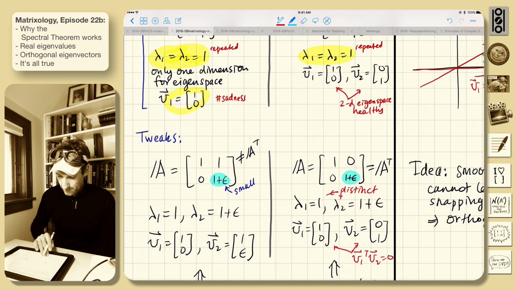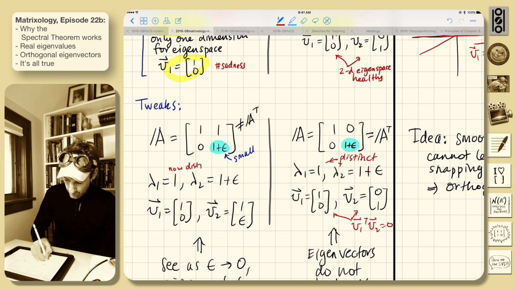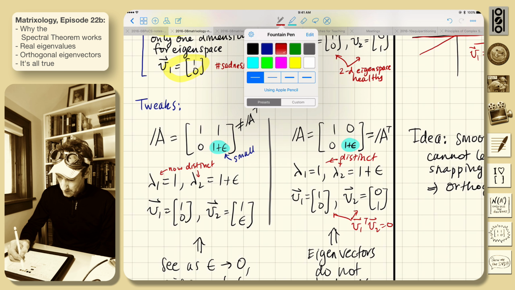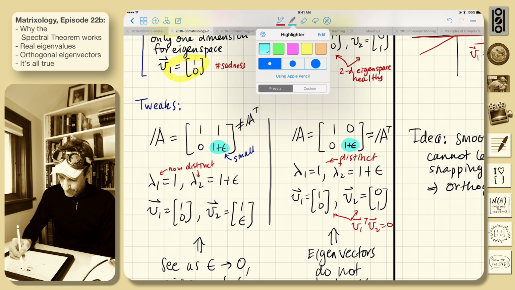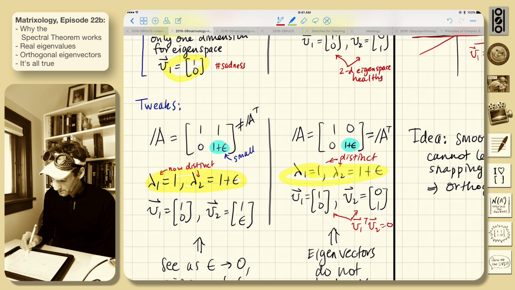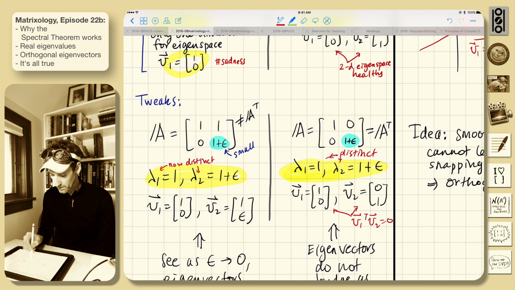So now we have distinct eigenvalues, right? So these are now distinct. And these are distinct as well. Okay, that's good. So we want to highlight this. These things are distinct. These ones are distinct, right? For epsilon greater than 0. We're going to let it go to 0, but epsilon is greater than 0.